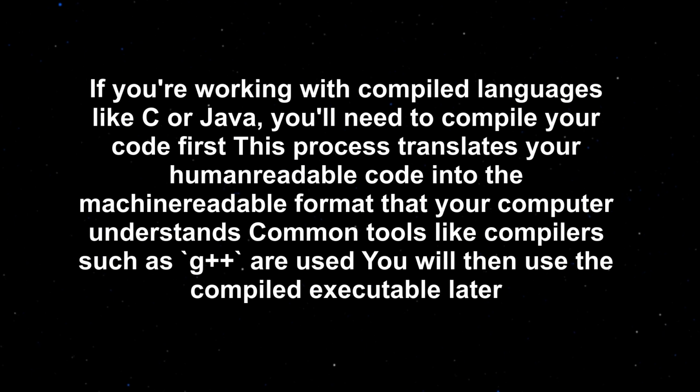If you're working with compiled languages like C or Java, you'll need to compile your code first. This process translates your human-readable code into the machine-readable format that your computer understands. Common tools like compilers such as G++ are used. You will then use the compiled executable later.